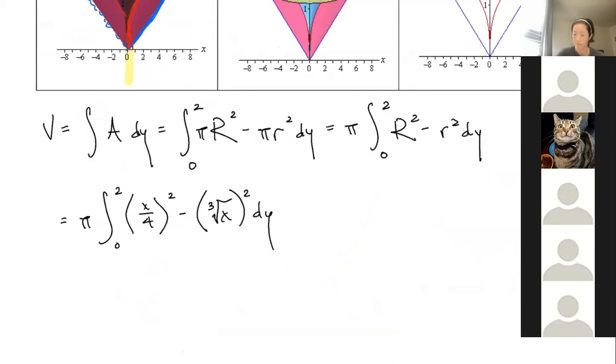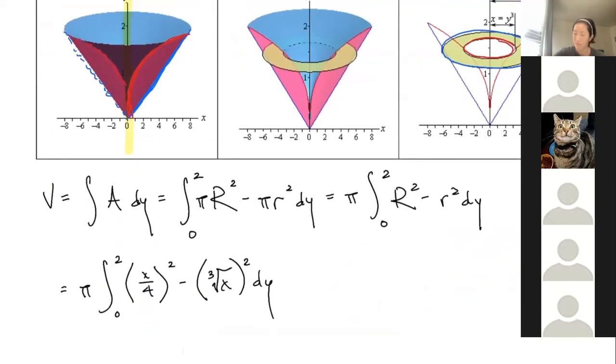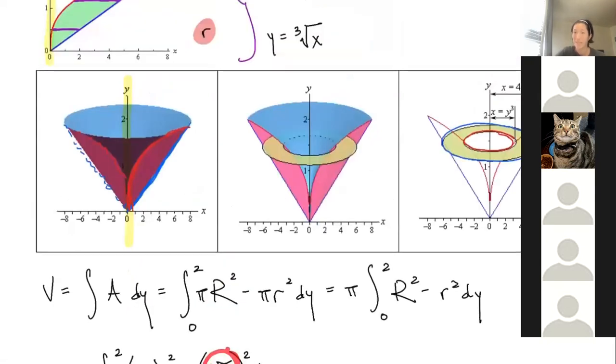What are our thoughts? Too many variables, right? We're not in Calc 3. We're not looking to do multivariable calculus yet. And if we did, we would need a whole other set of rules, right? So I don't want x over 4. I don't want cube root of x. But what I can do is something that this diagram has sneakily already done for us.